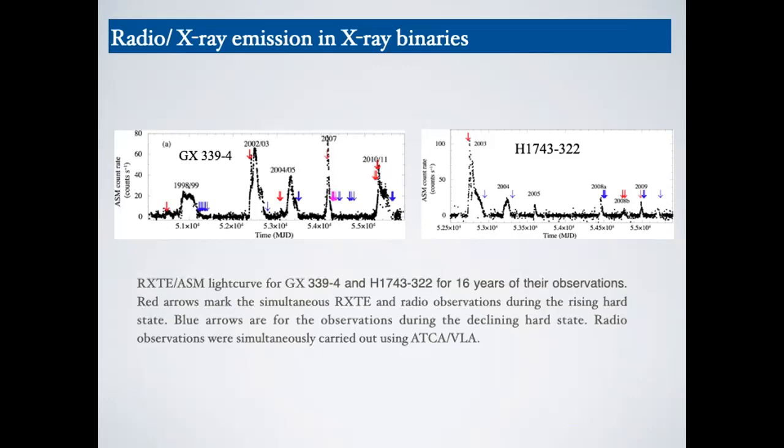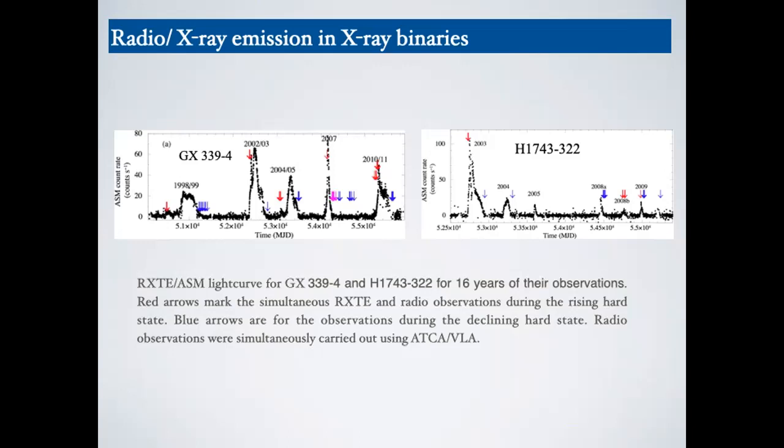So we looked at the correlation when the source was rising into outburst, and then when it was declining from the outburst. We divided this sample depending on whether the observation was carried out when the source was still rising in outburst, or when the outburst had happened and the source was declining from the peak of its outburst. This is marked by red and blue arrows here. All the X-ray observations were carried out with RXTE, and all the radio observations were carried out with either ATCA or VLA.